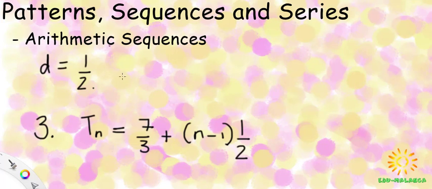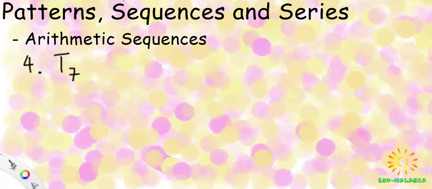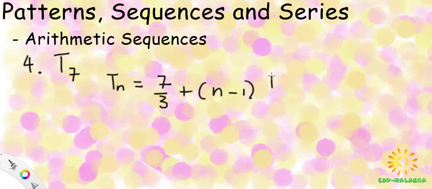To do that, we're going to use the general term. I will rewrite it here. Tn is equal to 7 over 3 plus n minus 1 times 1 over 2. We know that n is equal to 7 for the term that we are trying to solve for, but we don't know the actual number, which is what we would solve for over here.